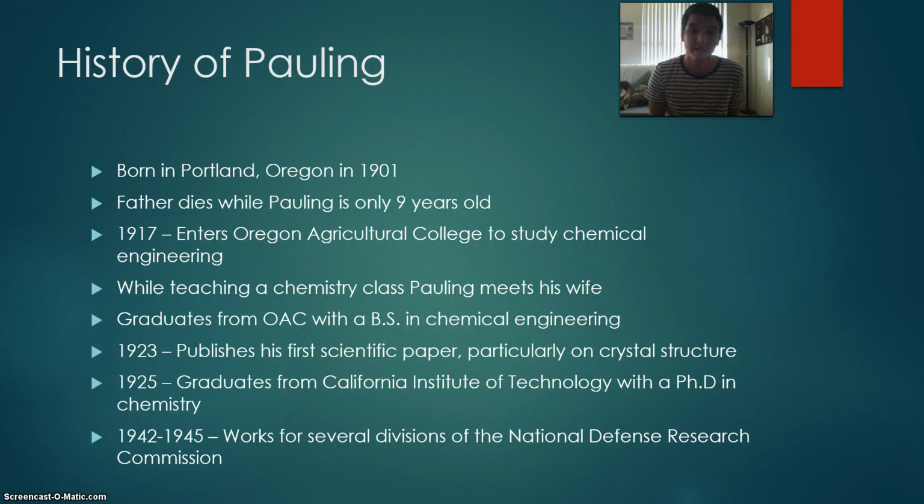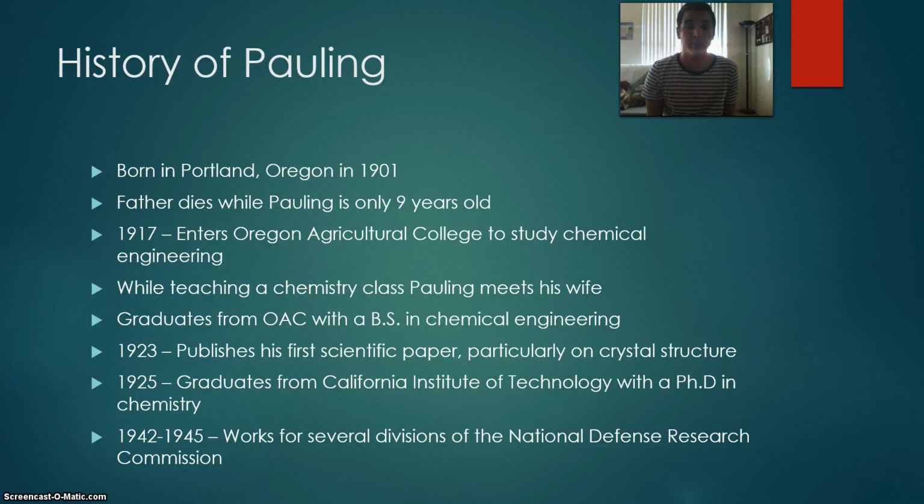So in 1917, he entered the Oregon Agricultural College, which is now known as Oregon State University, and this is where he studied chemical engineering. He would take his chemistry classes and do so well in them that as soon as he was done taking them, he would become a teacher for that class. And it was during one of his teachings that he met a woman that he would eventually fall in love with and marry. He graduated from the Oregon Agricultural College with a Bachelor's of Science in Chemical Engineering.